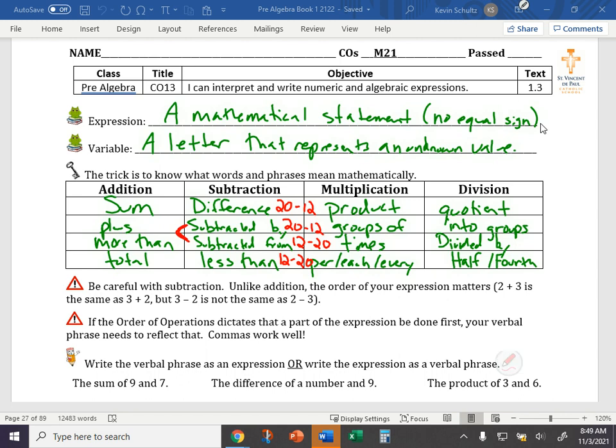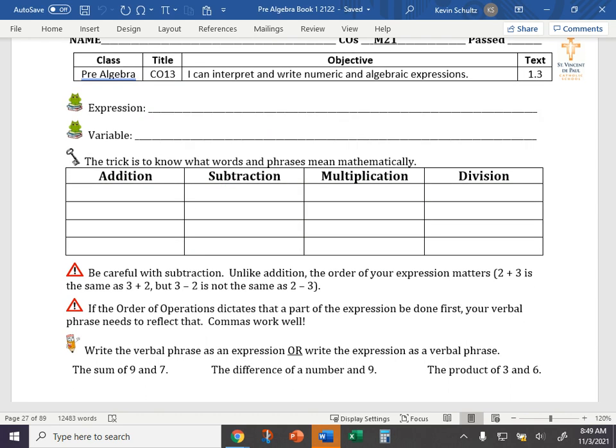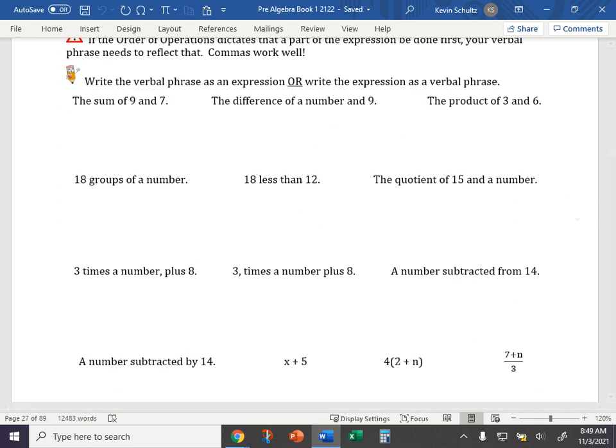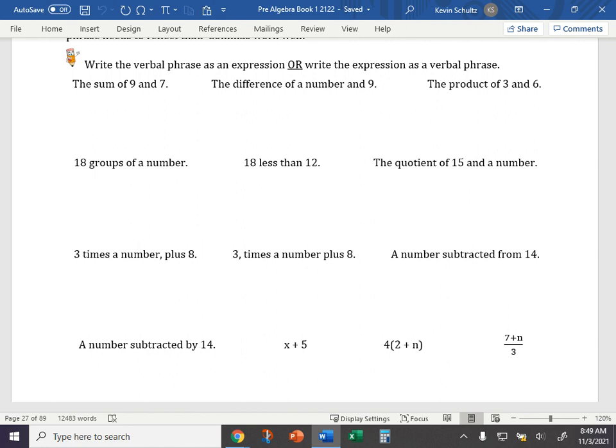All right, let's look down below here. The sum of 9 and 7. It says write the verbal phrase as an expression or write the expression as a verbal phrase. Here we're given a verbal phrase and we want to write the expression. What is the sum of 9 and 7? Dayton. It equals 16, but is it addition, subtraction, multiplication, division? Addition. 9 plus 7. Okay. You could also write this 7 plus 9 if you wanted to, because again, for addition, that order doesn't matter.